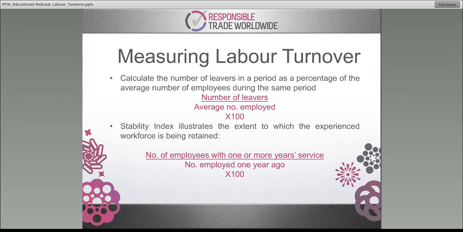An alternative and altogether more meaningful calculation of labour turnover is known as the stability index. This illustrates the extent to which the experienced workforce is being retained and is calculated as follows. Take the number of employees with one or more complete years of service now, divide by the number employed 1 year ago, and multiply by 100. Labour turnover will vary between different groups of employees, and measurement is more useful if broken down by department, section or worksite, or according to such factors as length of service, age, gender or occupation.